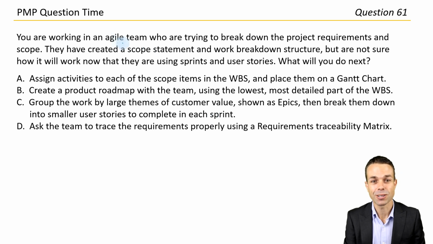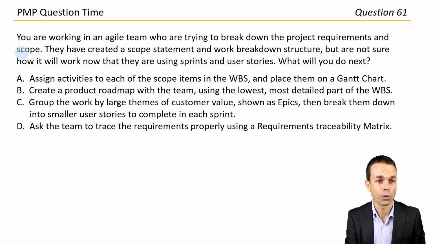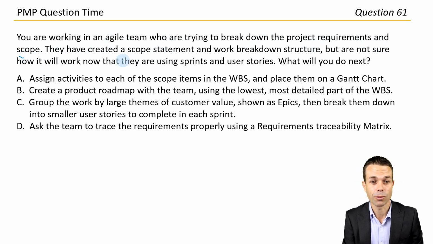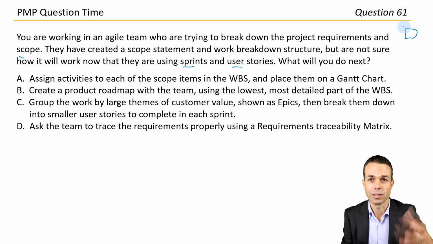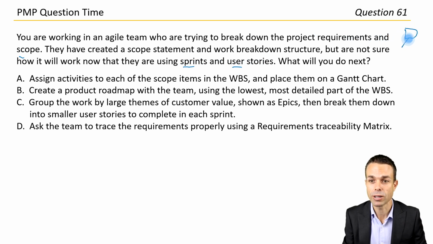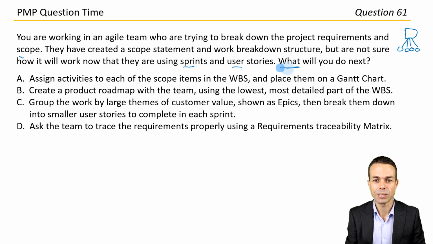You're working in an Agile team who are trying to break down the project requirements and the scope. They have created a scope statement and a work breakdown structure, excellent, but are not sure how it will work now that they're using sprints and user stories. Okay, so is this about how to use a work breakdown structure as a tool, or that way of working in an Agile way of working as well? Because it definitely can fit. We might just call it something different, for example. So what will we do next?